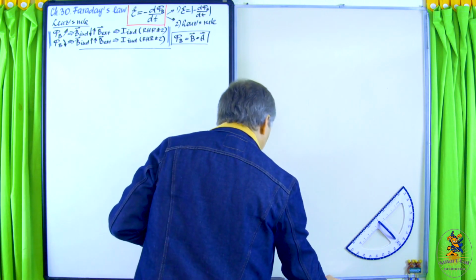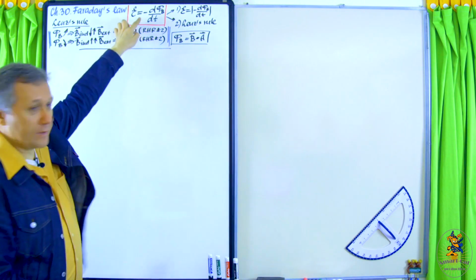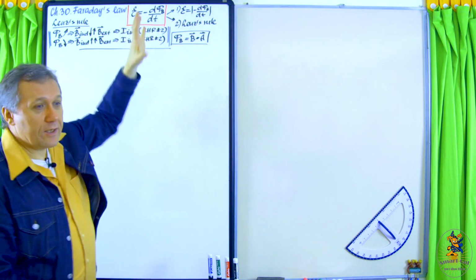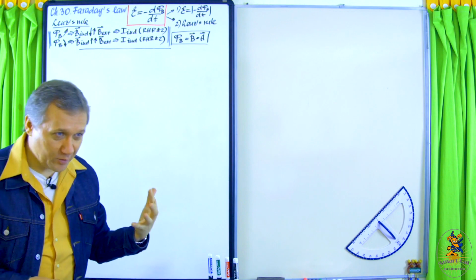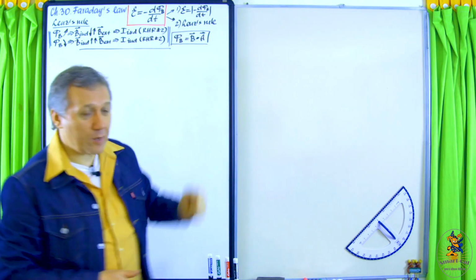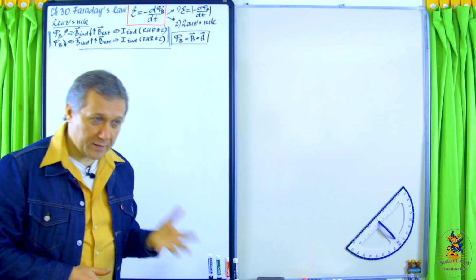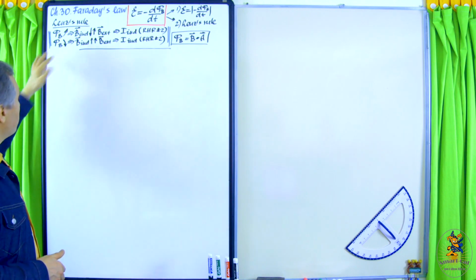Then the minus in front of this expression takes care of the direction of the current, clockwise or counterclockwise in the loop, right? And Lenz came up with the rule which can be used to find that direction. So let's quickly review that.